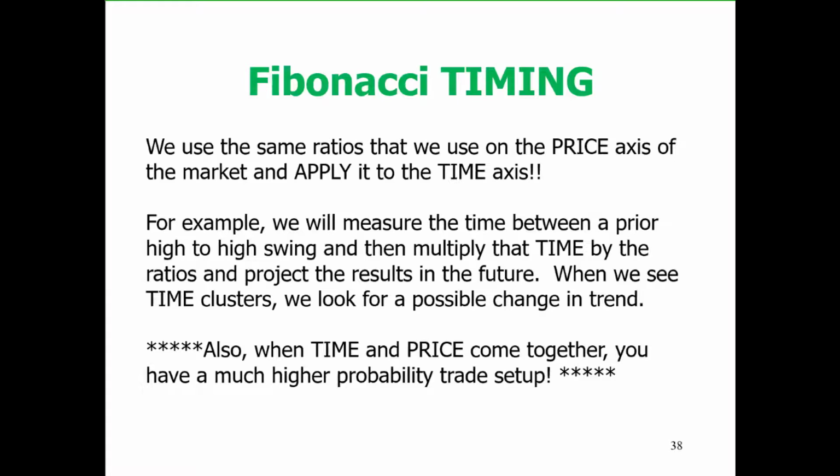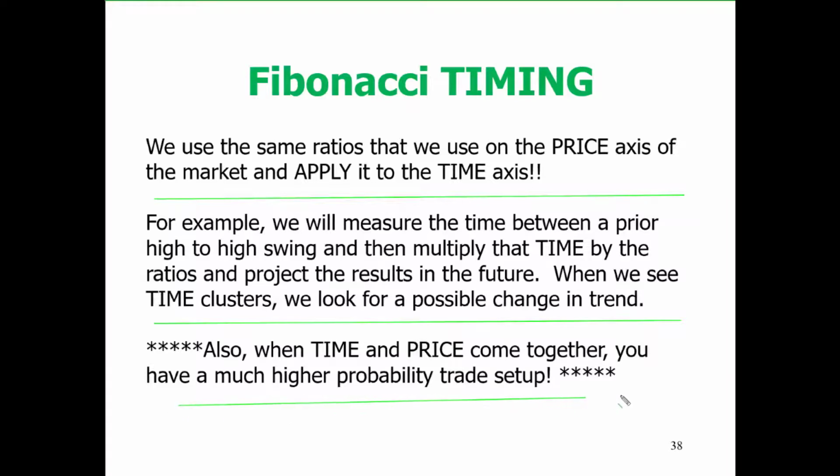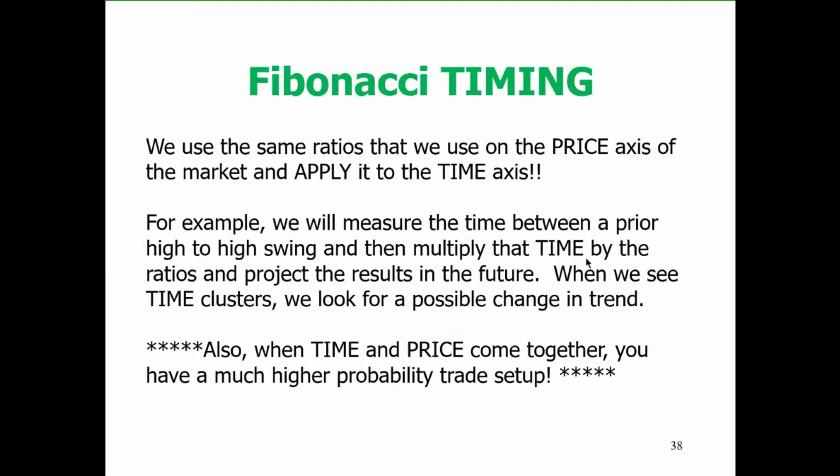We're actually running the same ratios on the time axis of the market to look for changing trend time periods. So we're using the same ratios that I use on the price axis of the market and applying them to the time axis. For example, we're going to measure the time between a prior high-to-high swing and then multiply that time by the ratios and then project the results into the future. When we see time clusters, we look for a possible change in trend. Also, when time and price come together, you have a much higher probability trade setup. So I think this is just setting us up for the next example.